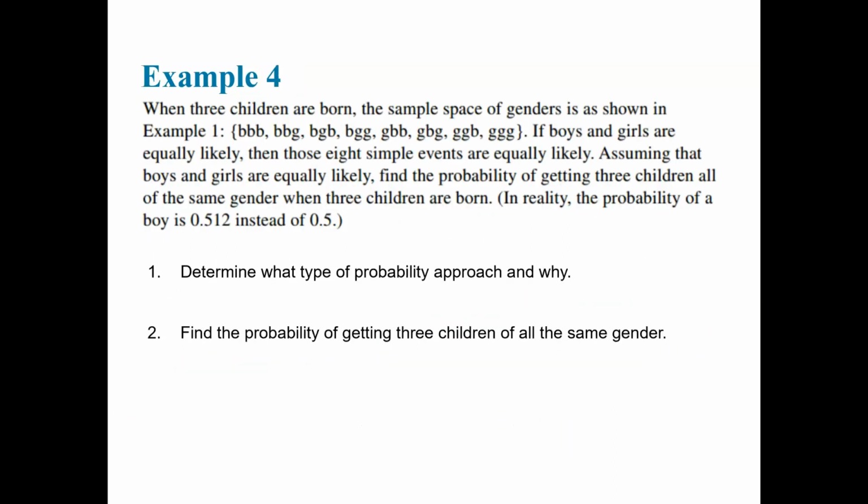So let's look at example 4. When 3 children are born, the sample space is as followed, which we already did. If boys and girls are equally likely, ding, ding, ding, then those 8 simple events are equally likely. Assuming that boys and girls are equally likely, find the probability of getting 3 children of all the same gender when 3 children are born. Well, what type of probability is it? It's classical or equally likely. They told us that.